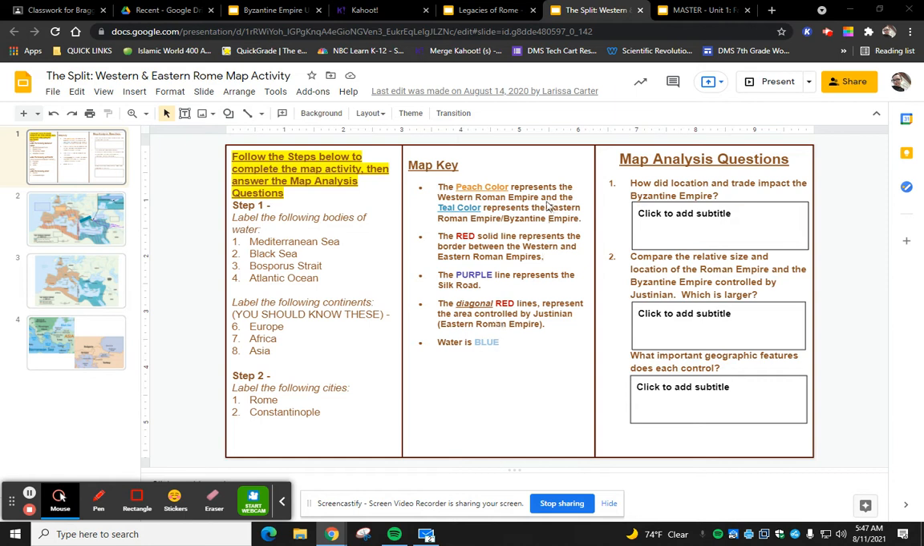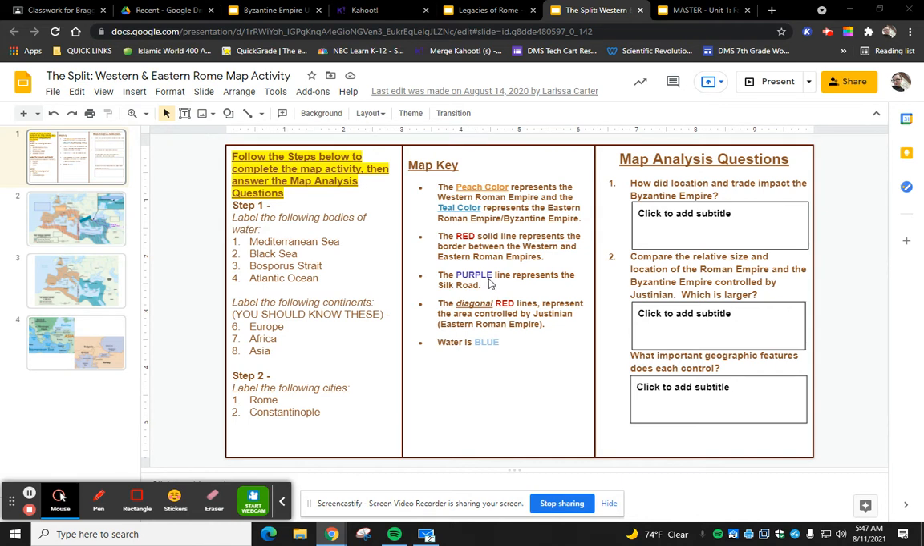Now, our map key is in the middle. The peach color represents the Western Roman Empire, and the teal color is the Eastern Roman Empire, Byzantine Empire. Remember, on TN Ready, if we get questions about this, it's going to say Byzantine Empire, not Eastern Roman Empire. The solid red line represents the border between the Western and the Eastern Roman empires. That's where they had their schism, their big split. That is the dividing line where they broke up.